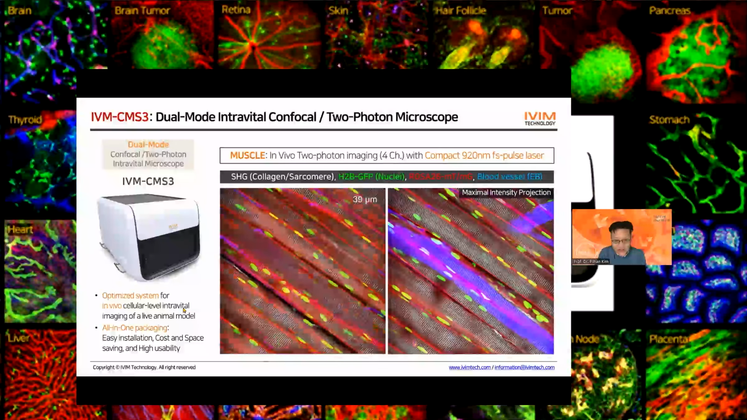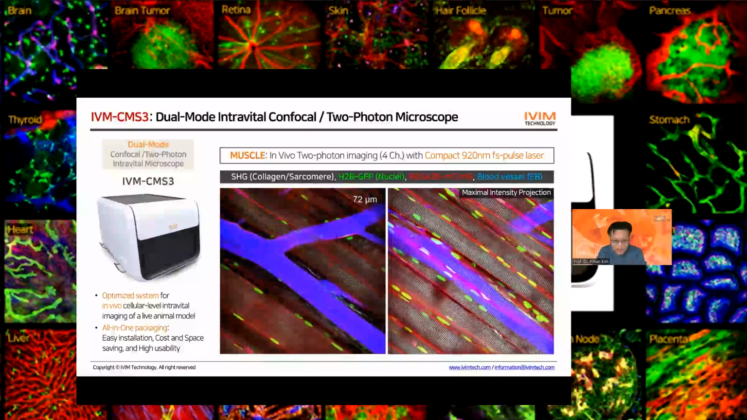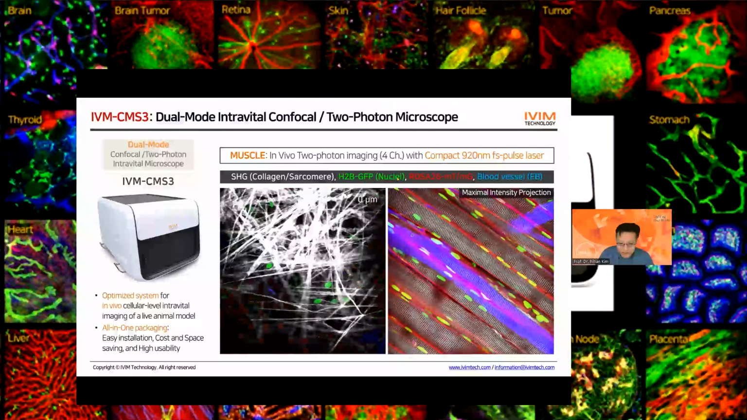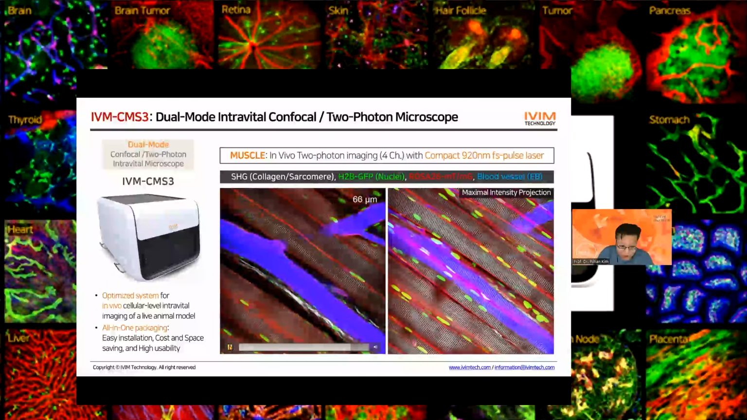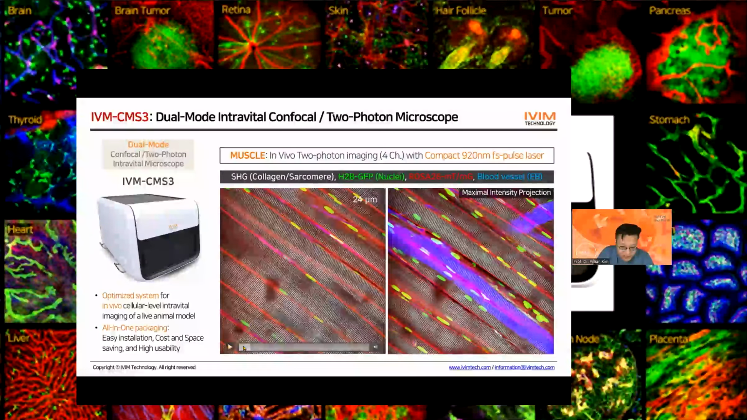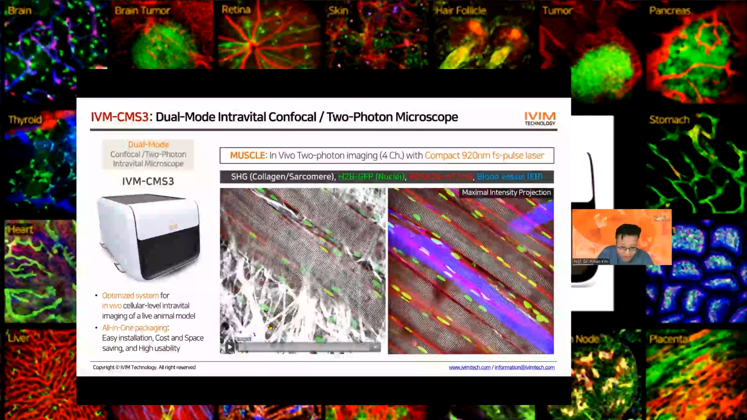And this is another data obtained from the muscle. Again, same mouse model under anesthesia. So in this example, in the beginning, we start to see, okay, let me go back. So we start to see the fascia. Okay. This is the fascia, the collagen.